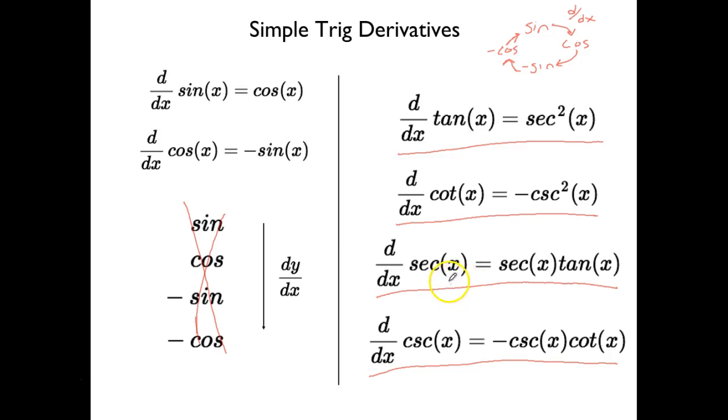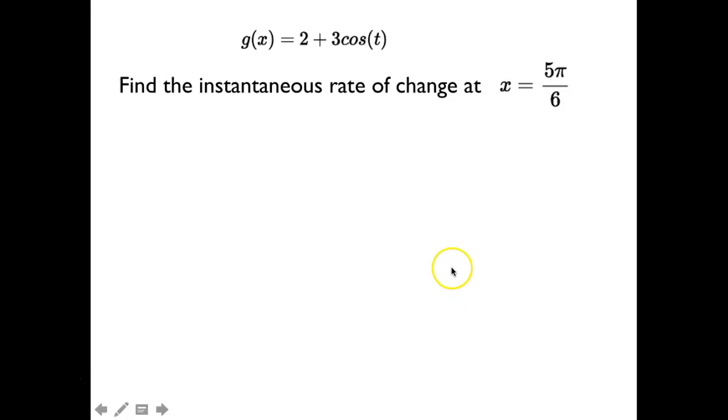Let's try it out. Okay, find the instantaneous rate of change at 5 pi over 6. Remember, instantaneous rate of change is another way of saying find the derivative at 5 pi over 6. Okay, so we need to take the derivative of this. So let's do that first. The derivative of 2 is nothing.